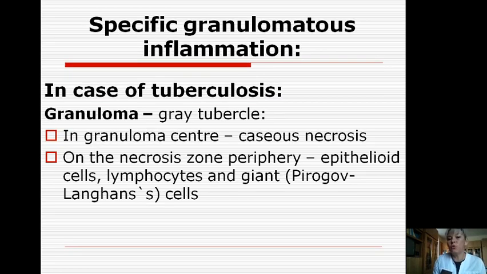Due to tuberculosis, the granuloma is called a tubercle. Anatomically, this formation has a small size, about 2, 3, 4 millimeters. In the center of this granuloma, we see caseous necrosis. In the periphery zone of necrosis, we see accumulation of 3 types of cells: epithelioid cells, lymphocytes, and single giant cells of Pirogov-Langhans.